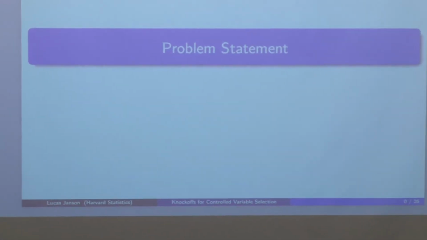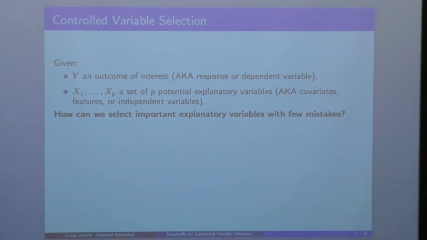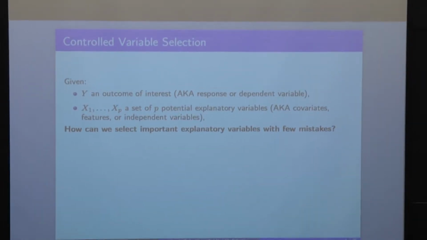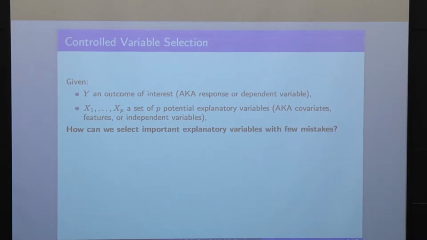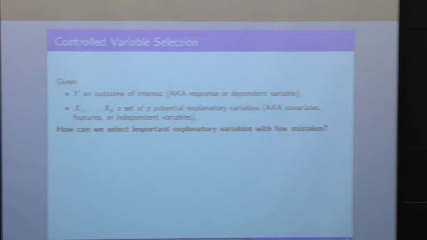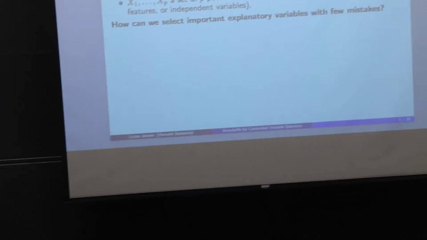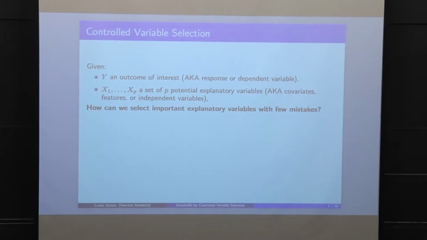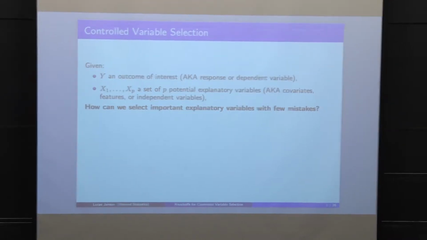All right, so what is this problem statement? It's what I call control variable selection. So I'm assuming that you're given some y, which is an outcome of interest, or a response or dependent variable, and x1 through xp, a set of p potential explanatory variables for explaining y. And I might call those covariates, features, or independent variables. And the fundamental high-level question is, how can we select important explanatory variables while making few mistakes?